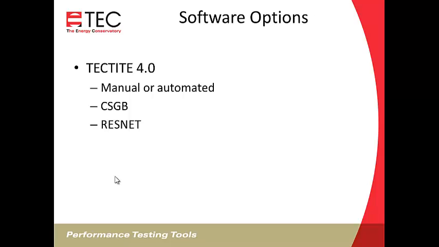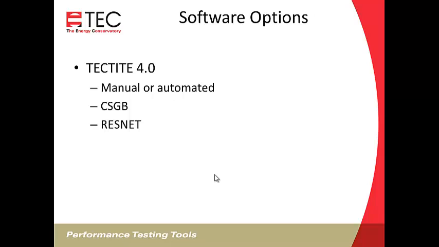So some other options are using TechTite 4.0. And again, that can be either a manual data entry or an automated test. And then we can choose between the CGSB standard. And with that CGSB, we can also do a ventilation correction, or ventilation design rather, for ASHRAE 62.2-2010. We can do that.